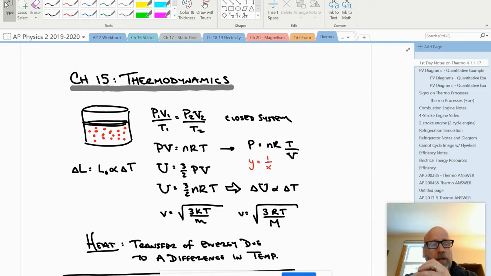However, what I thought I could do is spend a couple minutes doing a little bit of review today. Then I wanted to shift gears and start talking about PV diagrams. That's going to be the central motif of the next week and a half: how do we get useful work out of heat?